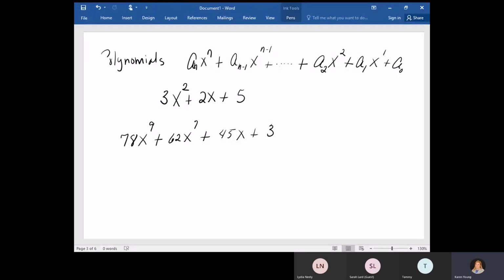So that's just telling you to put them in order? Yeah, it's just telling you that most of the time you're going to have the polynomial in descending order.